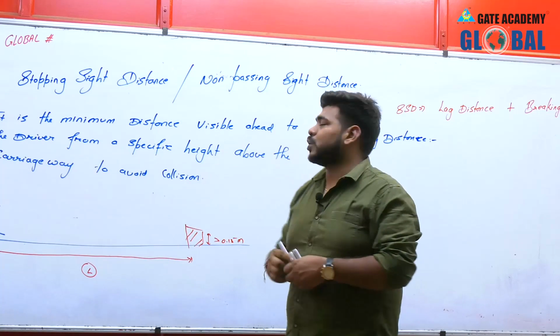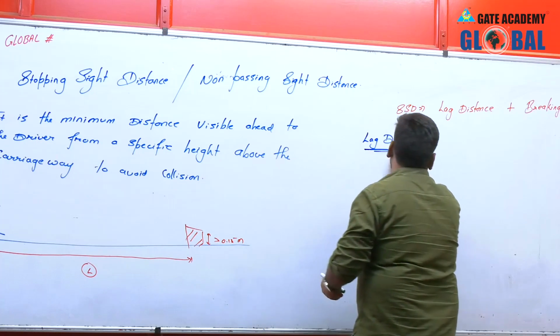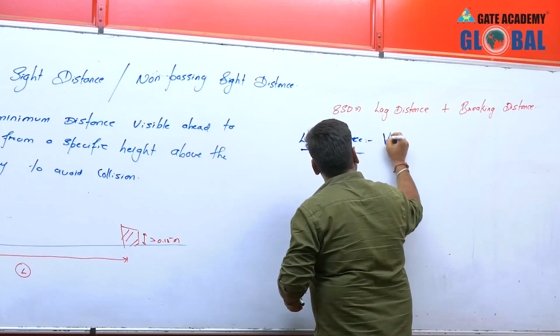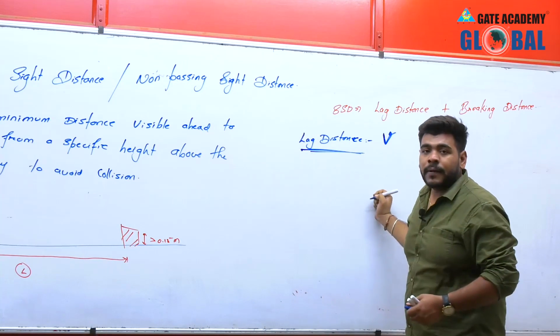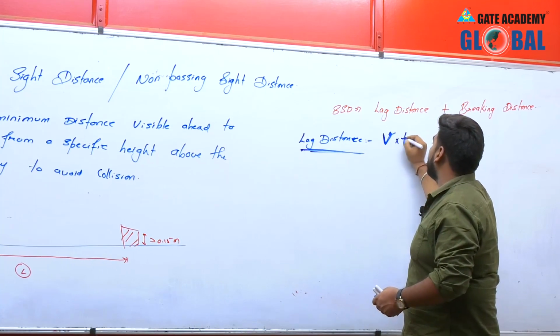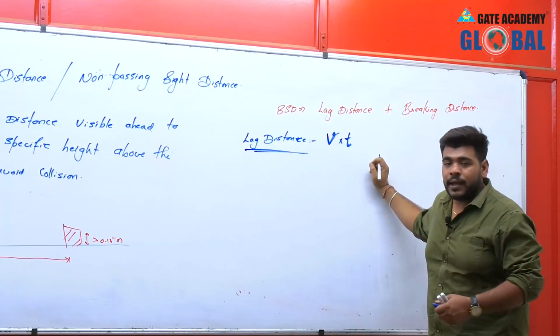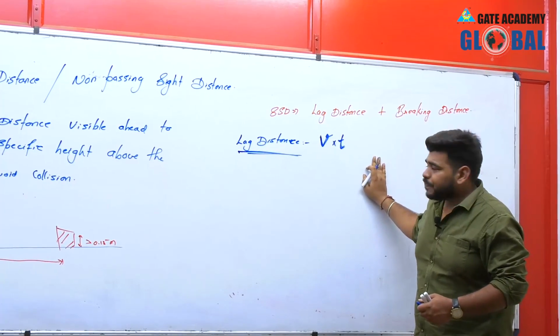By the definition of lag distance, our vehicle is moving with a velocity V meter per second, and the total reaction time we are going to describe by small t. So the lag distance is equal to V cross t.